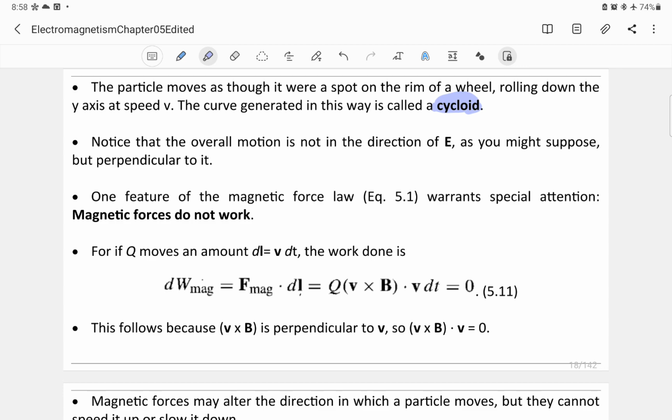One feature of the magnetic force law is that magnetic forces do not do work, because magnetic force is always perpendicular to the velocity. For a force to be able to do work, that force would have to be parallel or anti-parallel with the speed, but this time your magnetic force is perpendicular to the speed.